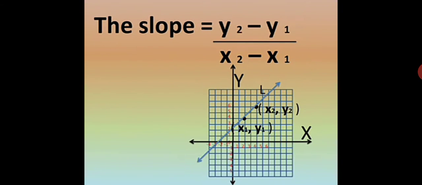Slope of a straight line. The slope equals y2 minus y1 over x2 minus x1. This rule is used when we have 2 points lying on the straight line, the first point x1, y1 and the second x2, y2. So the slope is the difference in y coordinates over the difference in the x coordinates, y2 minus y1 over x2 minus x1.